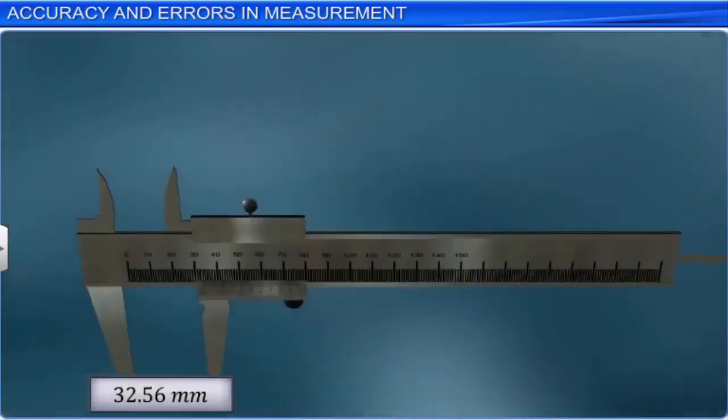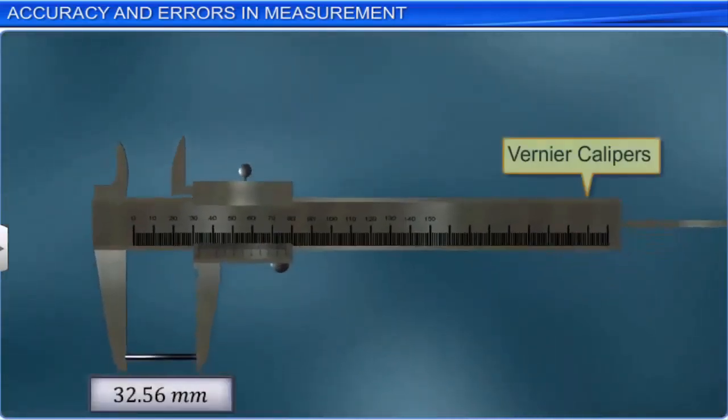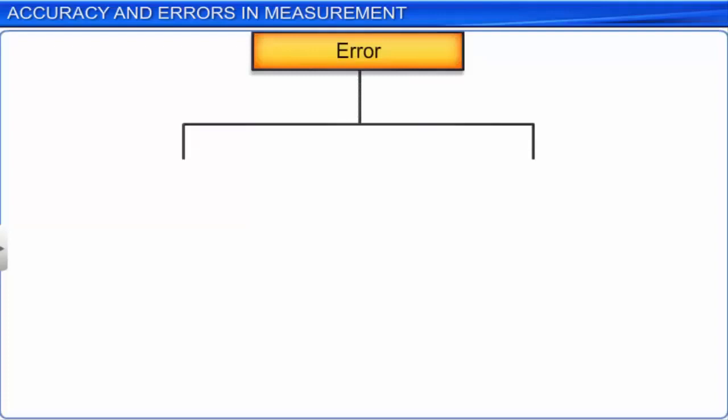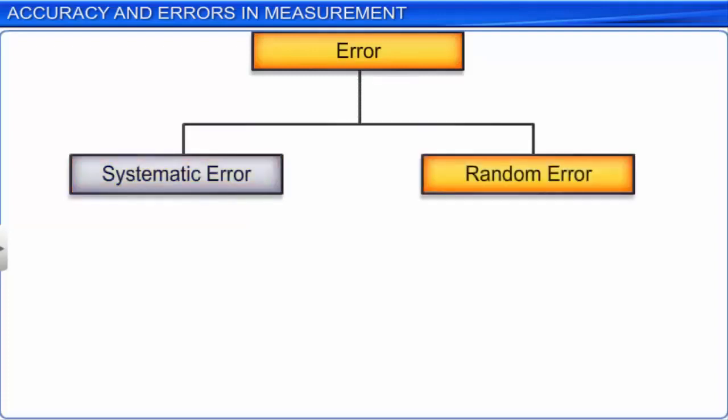Any quantity that is measured should be accurate and precise, especially in science and technology. In reality, however, measured values carry uncertainty. This uncertainty is called an error. Errors are classified as systematic errors and random errors. A systematic error is a unidirectional error. That is, it is either positive or negative.